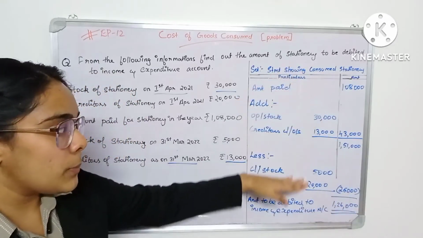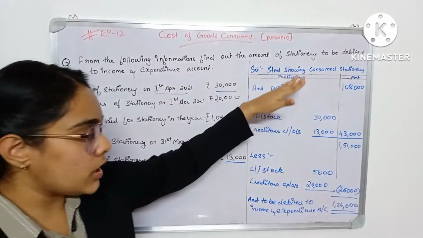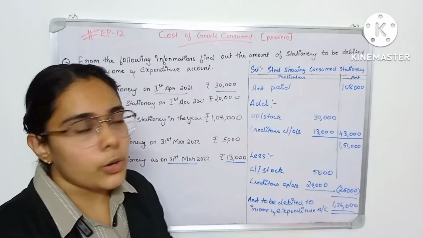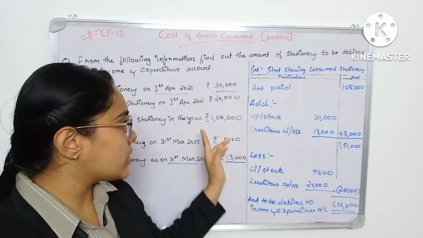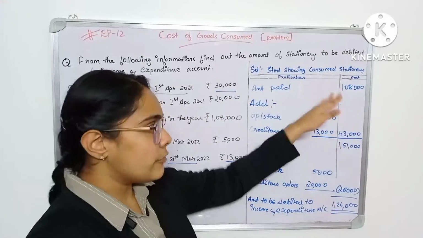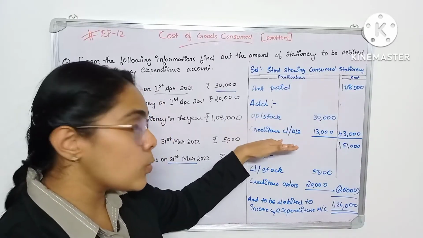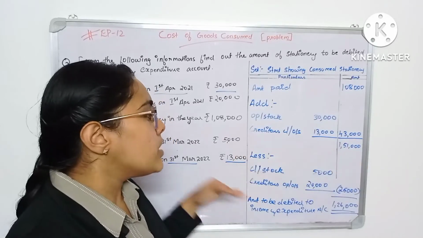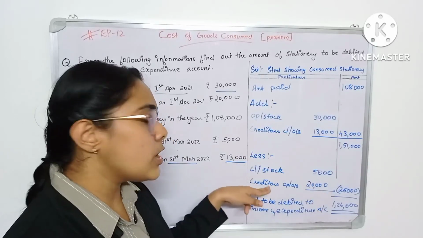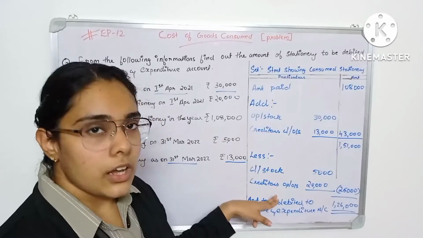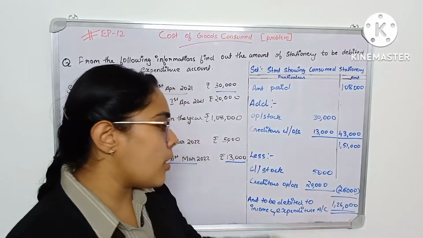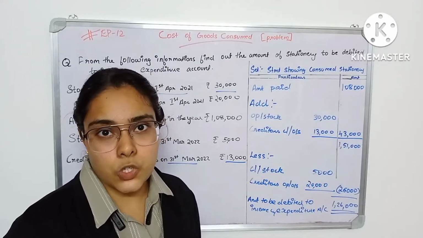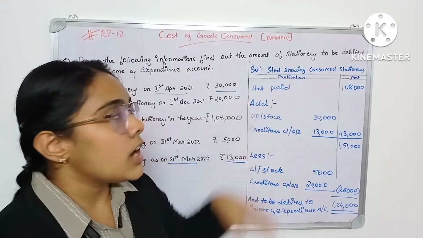This is how you will find out the figure using the statement method, in the statement form. You first take the amount paid during the year. With that you will add the opening stock and closing outstanding of creditors. Then you will get an amount. From that you will subtract closing stock and the opening outstanding of creditors. So you will get the amount to be debited to income and expenditure account, or the amount of goods consumed by you. Here in this case it is stationery.